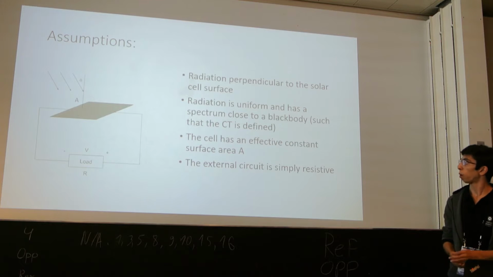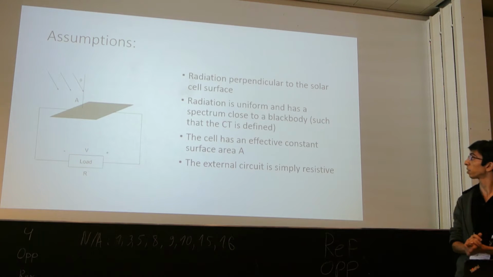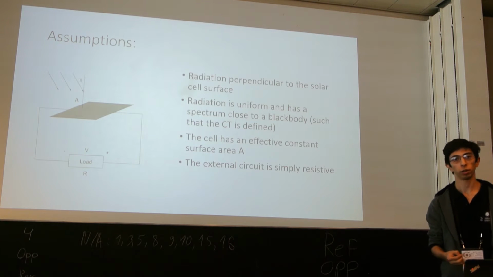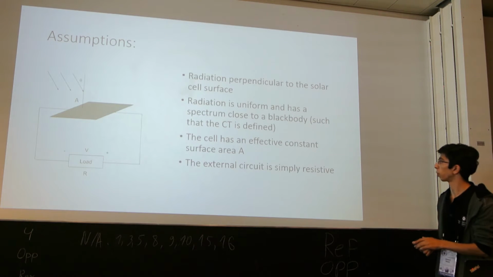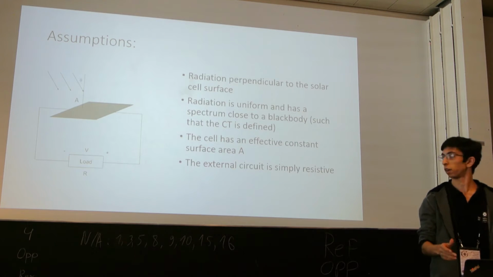What we are going to do is assume that the radiation is perpendicular to the cell surface, and it is uniform, and it is close to that of a black body curve, in which case it is a very good gray body in a sense. What we also have is that the solar cell obviously has an effective constant surface area A.